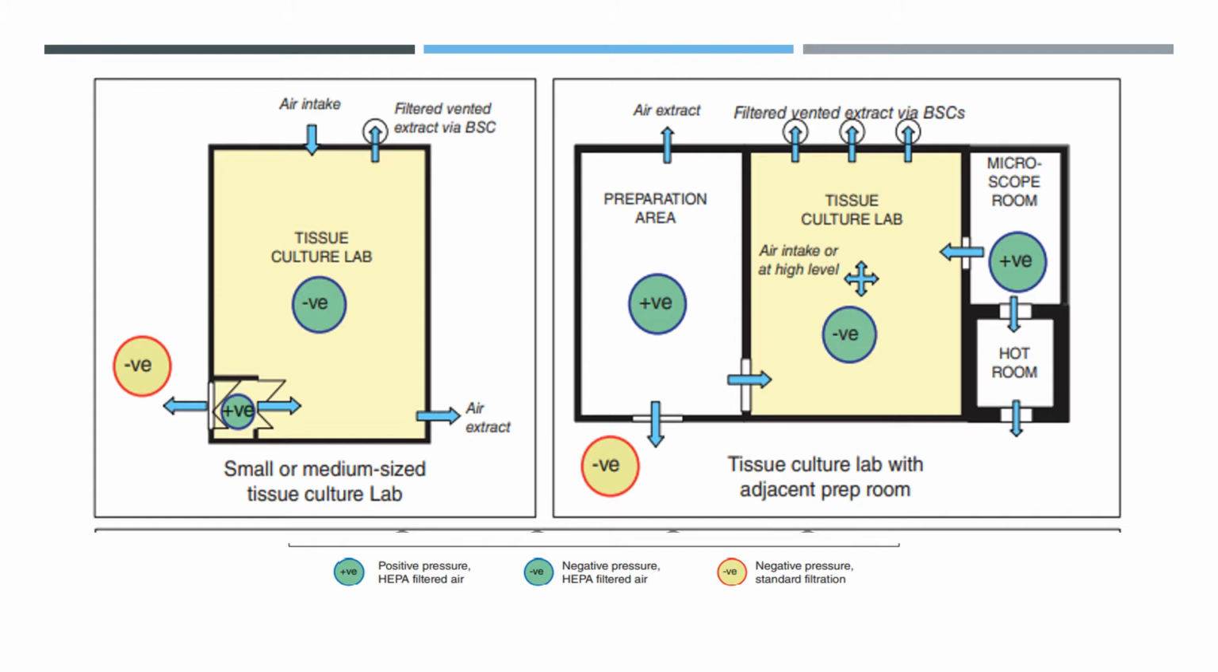Here we have a basic layout of a small tissue culture lab and a tissue culture lab with an adjacent preparation room. Here the dark colored circles indicate HEPA filtered air and the lighter colored circles indicate standard filtered air. Laminar flow hoods should be vented to the outside to provide most of the air extraction required for the room and to ensure that the incoming air, either from a central plant or an air conditioner, does not interfere with the integrity of the airflow in the cabinet.